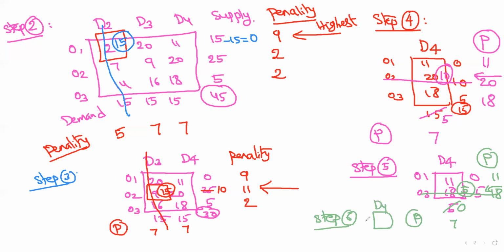D4 we have, O1 we have, 11 we have. Outside 0, here also 0. So how much do you have to allocate? 0 we have to allocate. So our allocation is over.